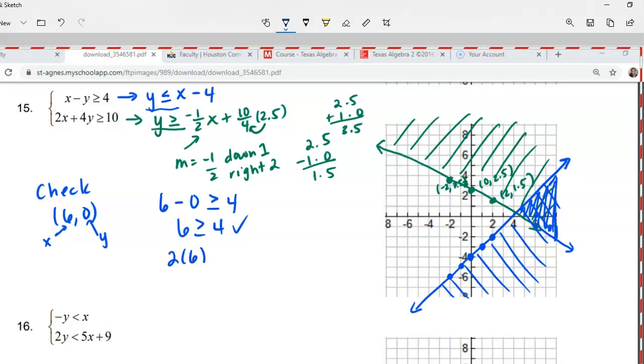2 times 6, 4 times 0. Is that greater than or equal to 10? Well, this is 12, and that's 0, and 12 is greater than, not equal to, but it's greater than 10. Don't let the equal to throw you off. So because that point satisfies both of those equations, I did shade the right area. Hopefully that makes sense.